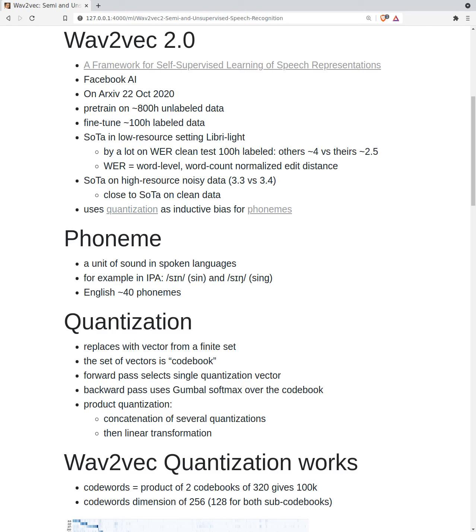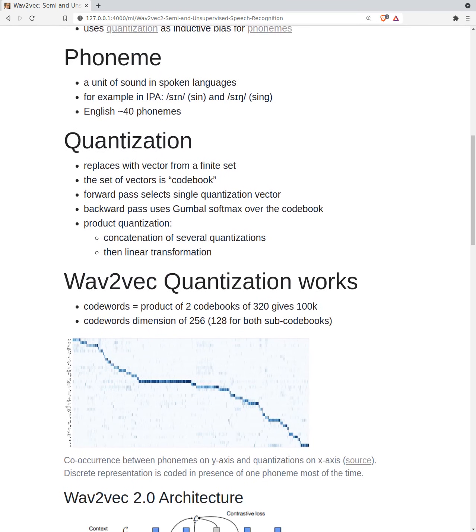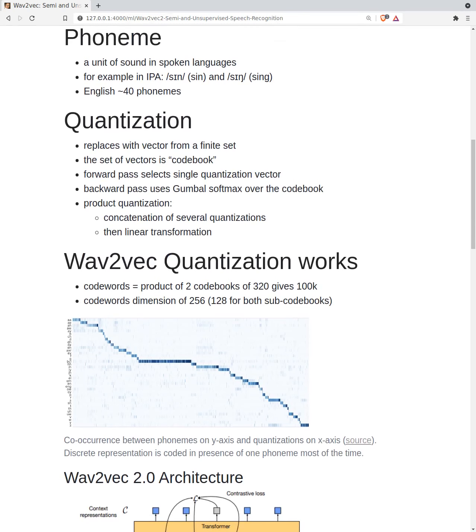It uses quantization as an inductive bias, sort of looking for phonemes in the spoken text, right? So what is a phoneme? A phoneme is a unit of sound in spoken language. For example, in the international phonetic alphabet, there are the words sin and sing, and they both are very similar, 3 characters in the pronunciation language, but they differ in the last one, right? In English, we have around 40 phonemes.